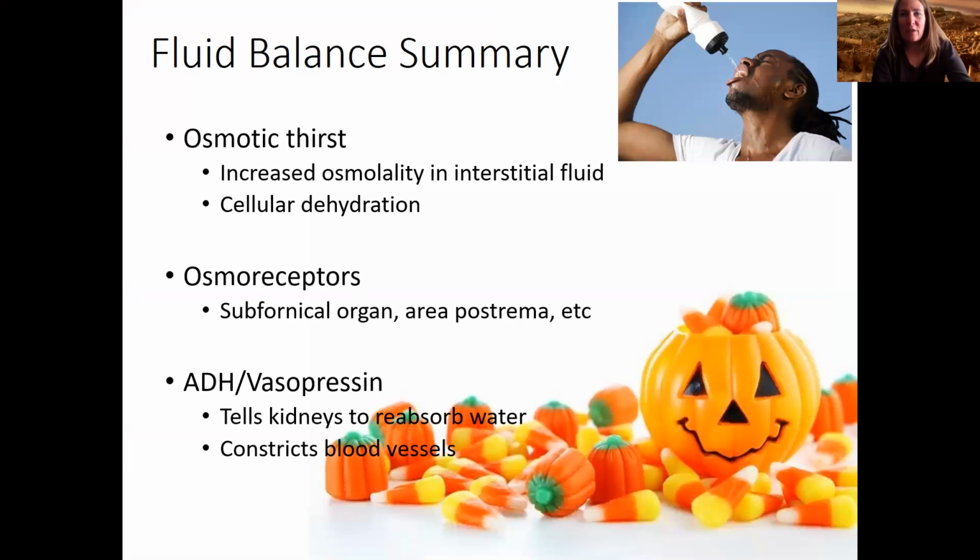So on the last video, I was talking about osmotic thirst. Osmotic thirst is whenever you have an increase in osmolality in the interstitial fluid. This is an increase in sodium, usually glucose also. So you have an increase in these solutes in the interstitial fluid, which is a component of the extracellular fluid. Whenever this happens, it pulls water out of the cells, so you have cellular dehydration.